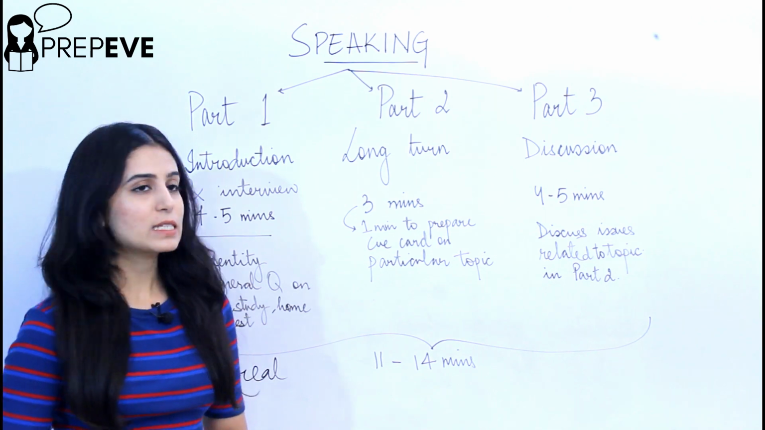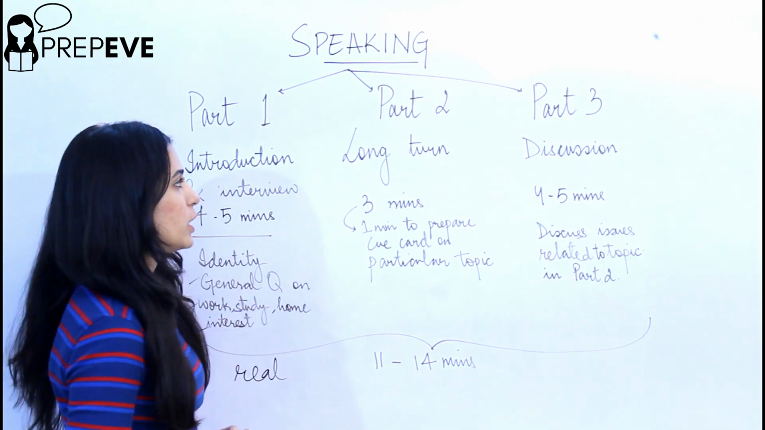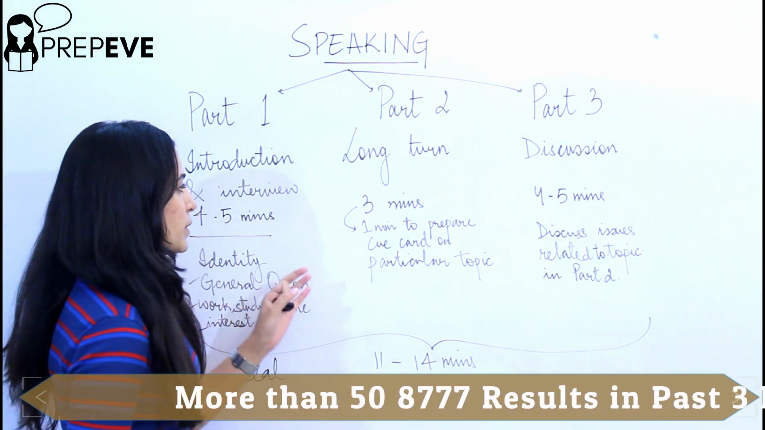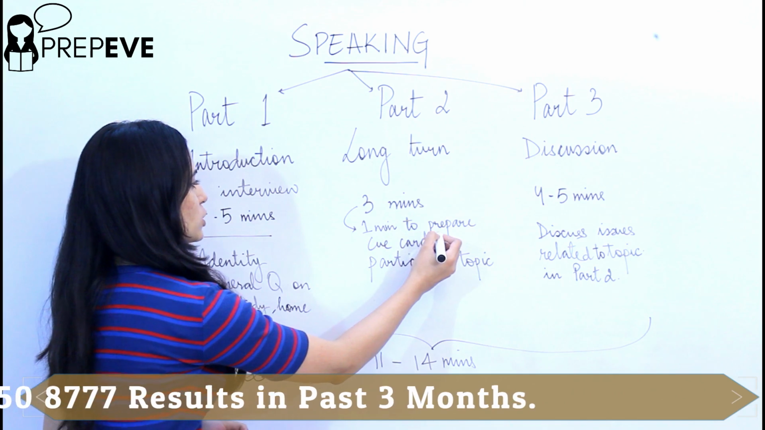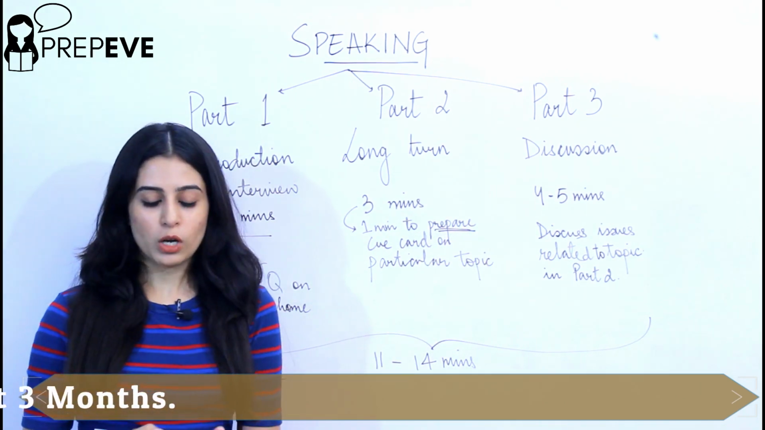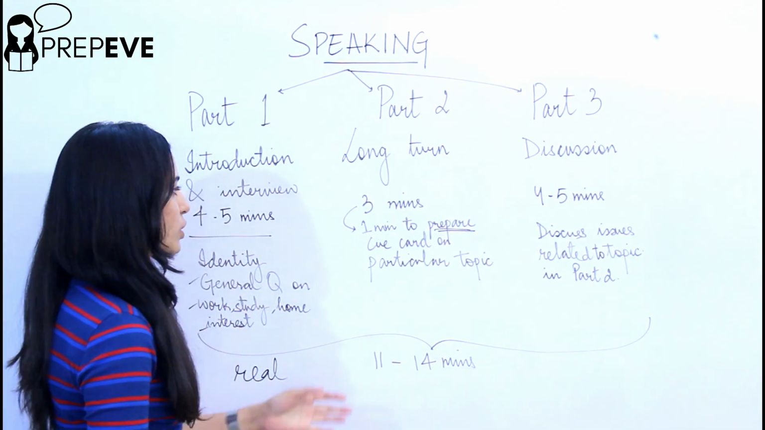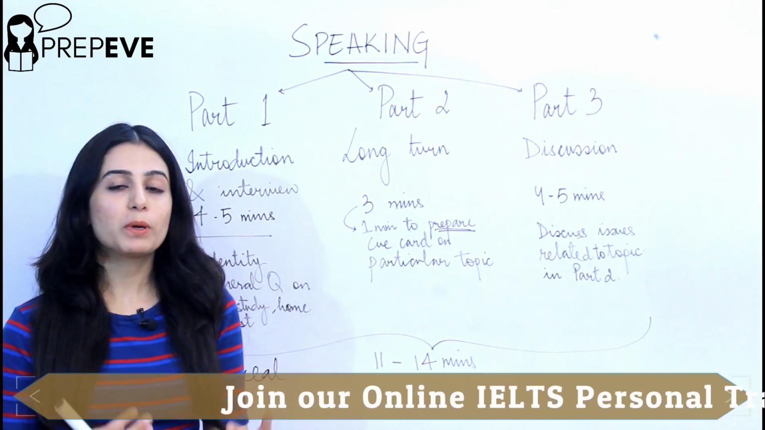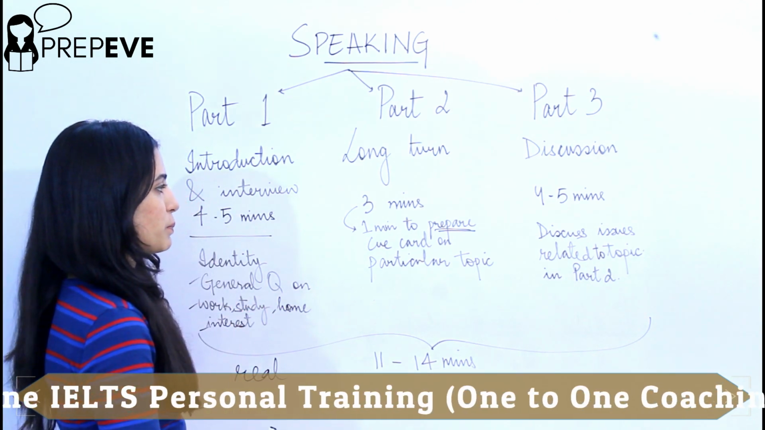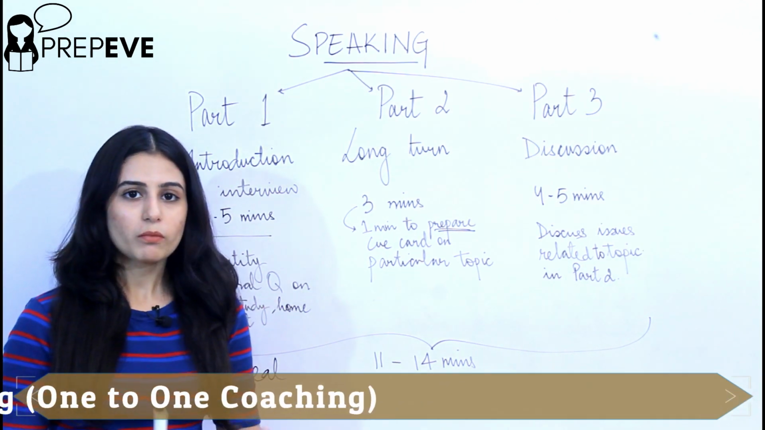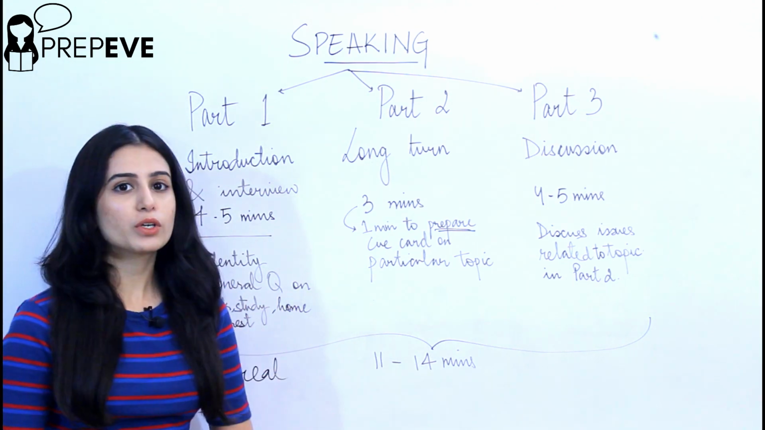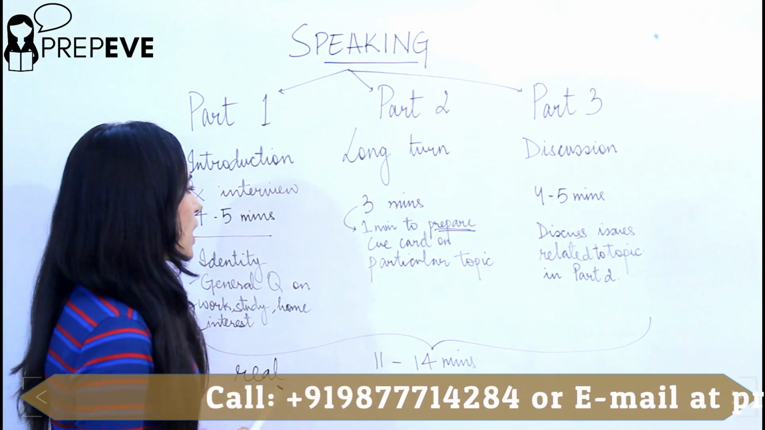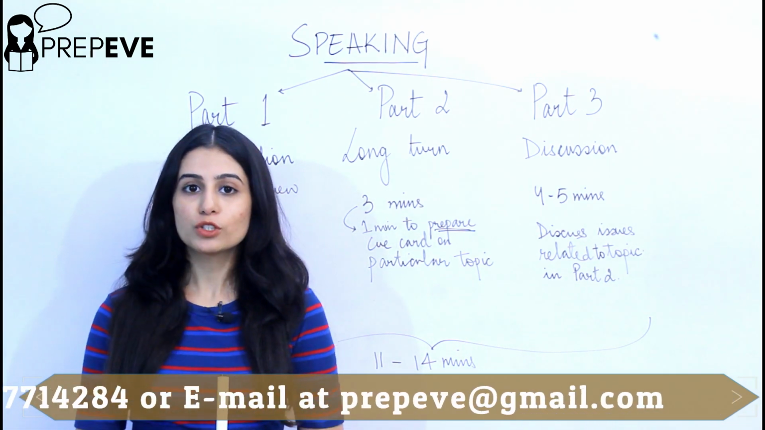Part 2 is known as the long turn, or what we commonly call the cue card round. Here the duration is 3 minutes and the first minute is spent on preparing the cue card on a particular topic. Yes, you're given a cue card on a particular topic and you have to prepare so that you can speak for 2 minutes after the preparation time is over. While you're given the topic, you're also given some relevant bullet points which you can follow to help you make up the talk which you have to give for those 2 minutes.